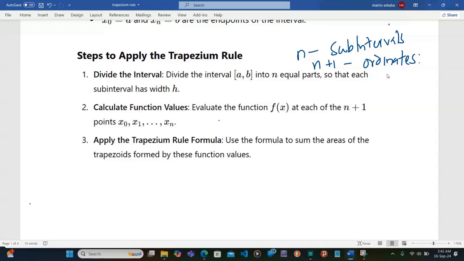Those are going to be the number of x points that you are going to use to get the various values that you are going to substitute in the trapezium rule formula, and be able to estimate the approximate integral, or the approximate value of the area under a curve. Then calculate the values of the function at each of the n plus 1 points. These are the ordinates we are talking about: x0, x1, x2, up to xn. Then apply the trapezium rule formula and use it to determine the sum of the areas of the trapezoids formed.